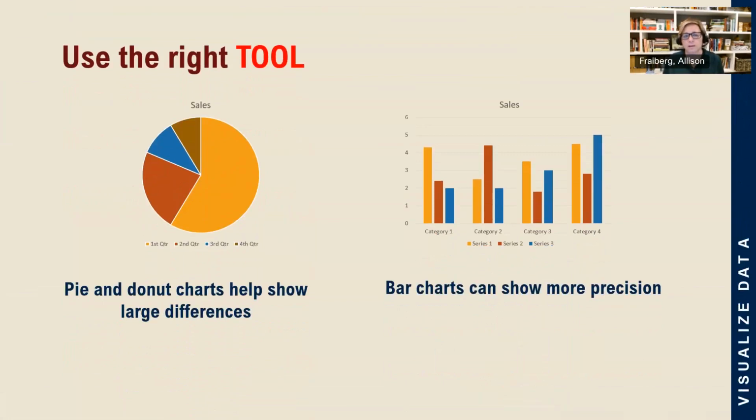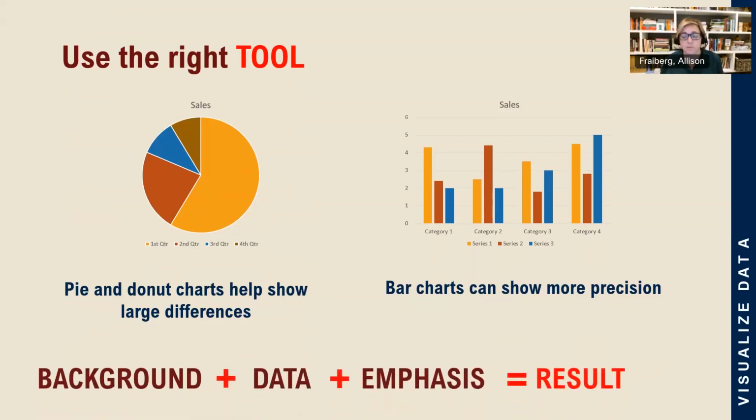If you're going to use pie and donut charts, those are really helpful to show large differences. I'm looking at that big slice of the pie there, right? That's what my eye is drawn to. And if you have a pie where it has 8 slices and they're kind of all the same size, you're not helping anyone understand anything. So if you want to show a large difference, maybe a donut chart is really helpful for you. Bar charts can help show more precision.